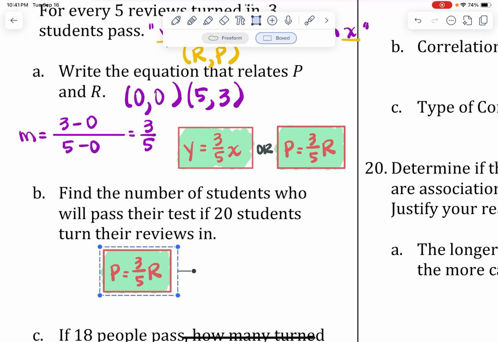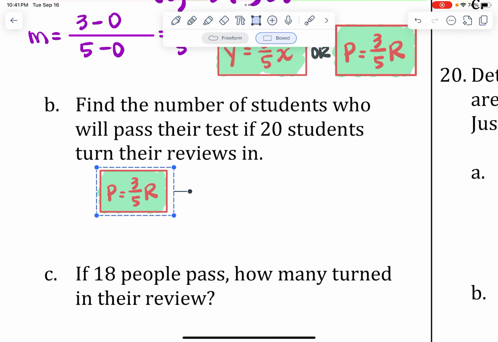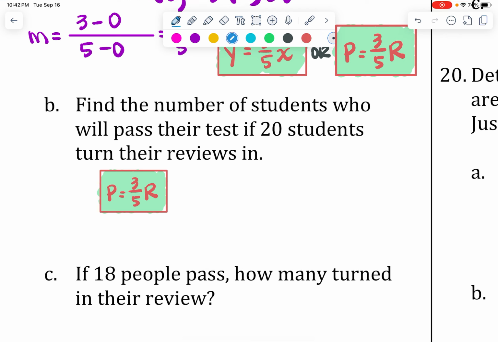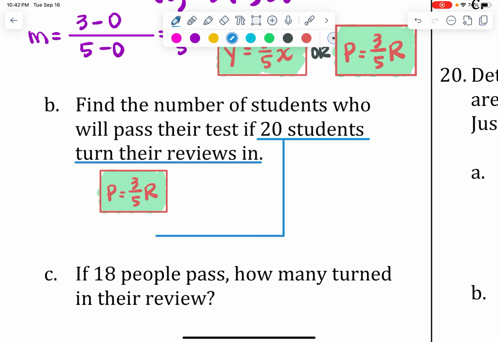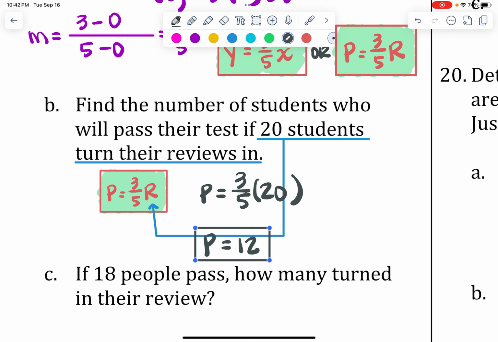So I'm going to copy that and paste it down here like I've been doing. All right, so we're answering the question. Find the number of students who will pass their test if 20 students turn their reviews in. Right? So the 20 is the reviews. So we're going to take this 20 and plug it in for reviews. That's going to give us P equals 3/5 times 20, and you can just type that in your calculator, which gives us 12. So 12 kids will pass if 20 students turn in their reviews, according to this equation.